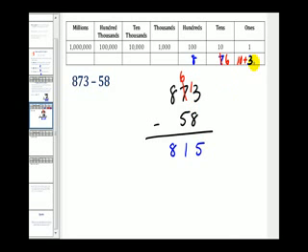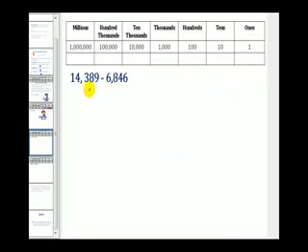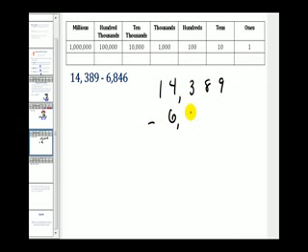Let's go and take a look at a few more examples. 14,389 minus 6,846. Everything's lined up properly. Let's go ahead and start to subtract, starting on the right and working our way left.